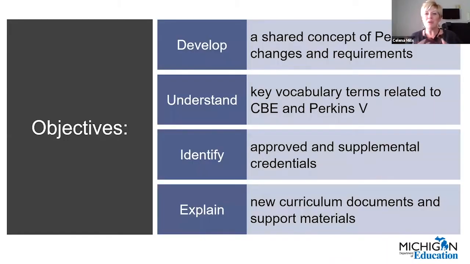So our goals today are really to start to develop a shared vocabulary and a shared understanding of how our CTE programs are changing from the requirements that we had for so long with Perkins 4 now to Perkins 5. And then with that, we're going to talk about what those changes are impacting. So that transition to credentials, some of the new curriculum documents that are coming your way, and some of the support that we're going to be providing in the future.